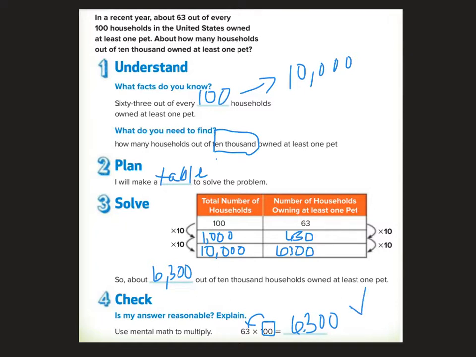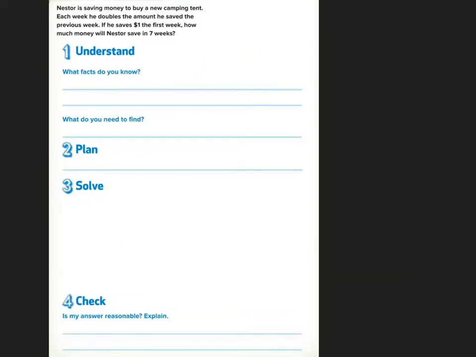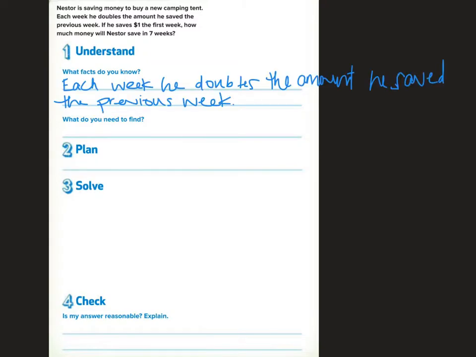Okay, yep. All right, let's go to our next problem we're going to practice here. All right, so Nestor is saving money to buy a new camping tent. Each week he doubles the amount he saved the previous week. If he saves $1 the first week, how much money will he save in 7 weeks? All right, so we know that each week he doubles the amount he saved the previous week. We also know that he saved $1 in his first week. Okay, our next question says, what do we need to find? We need to find how much money he will save in 7 weeks.